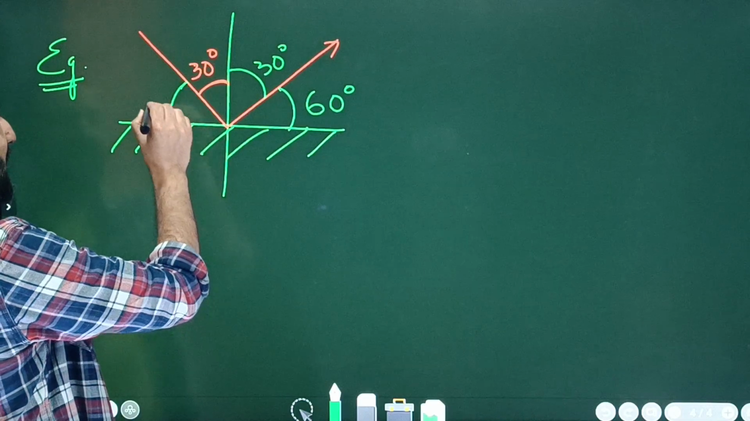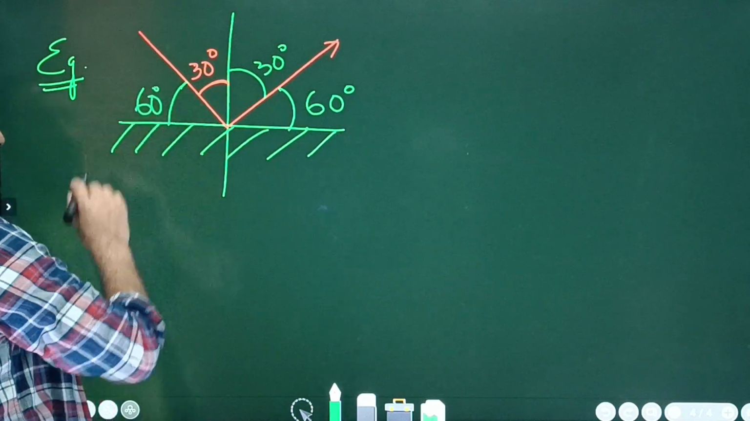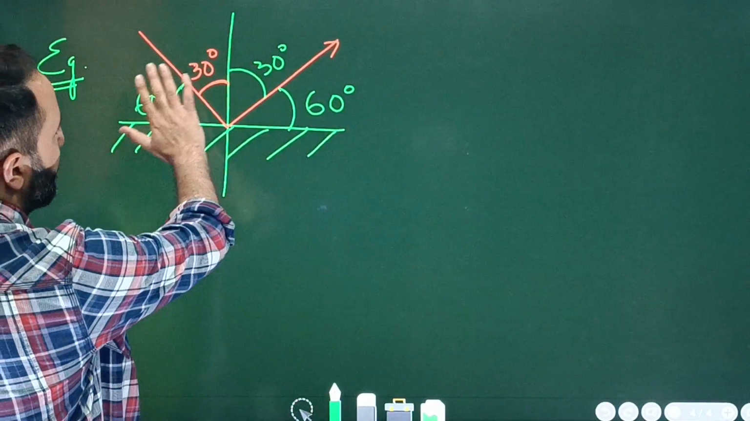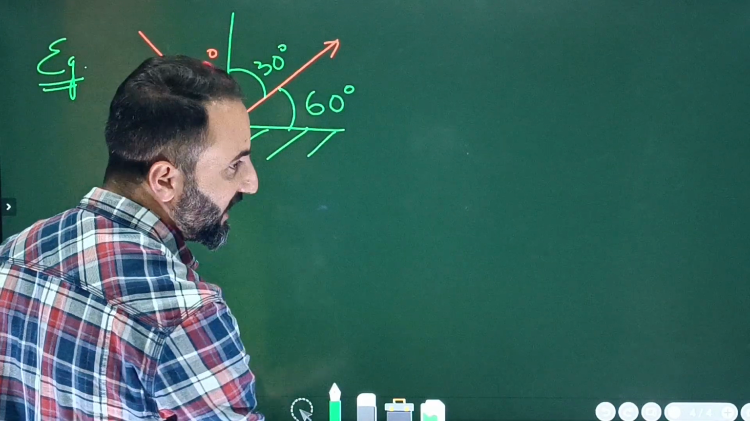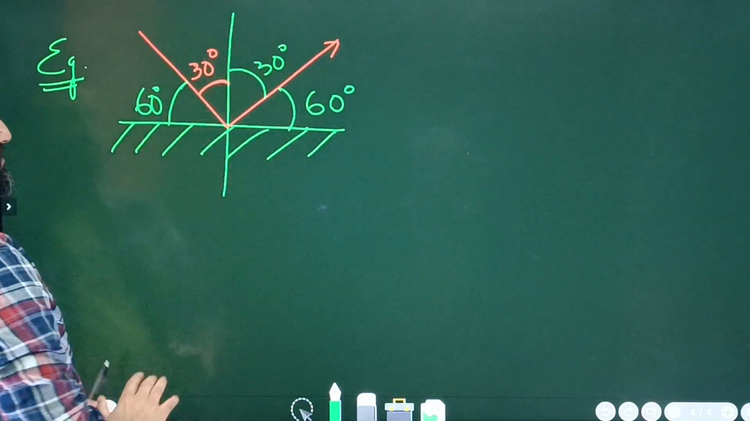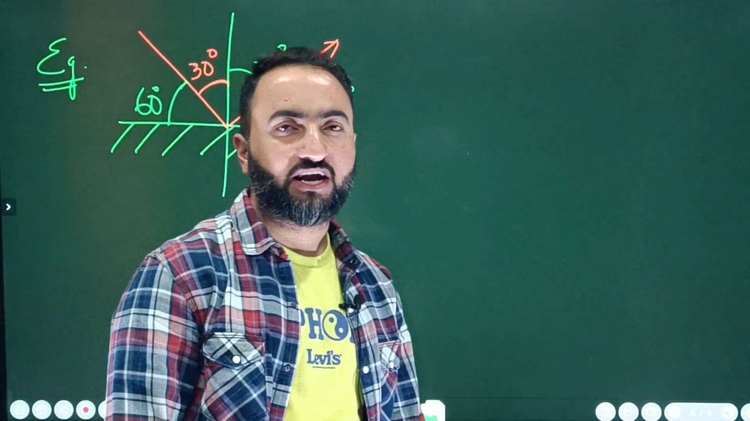Then what about this angle? It will be equal to 60 degree as well, because simply 30 plus 60 is equal to 90. Moreover, the summation of all these angles, they lie in a straight line, so that will be equal to 180: 60 plus 30 is 90, 60 plus 30 is 90, 90 plus 90 is equal to 180 degree.